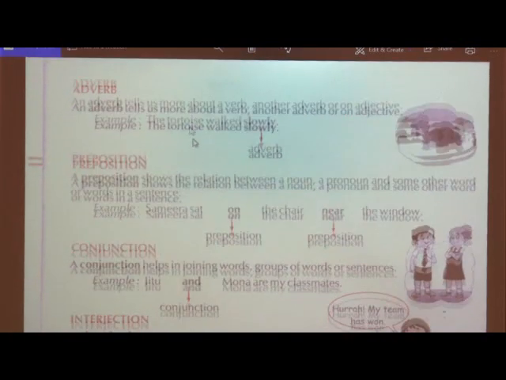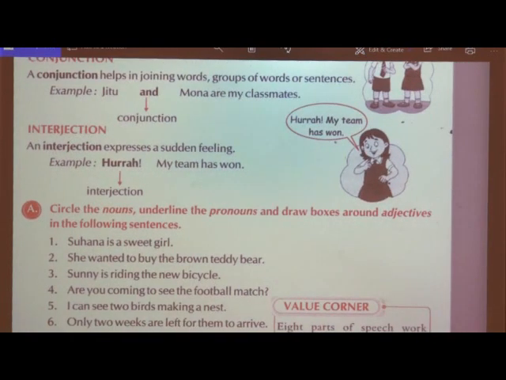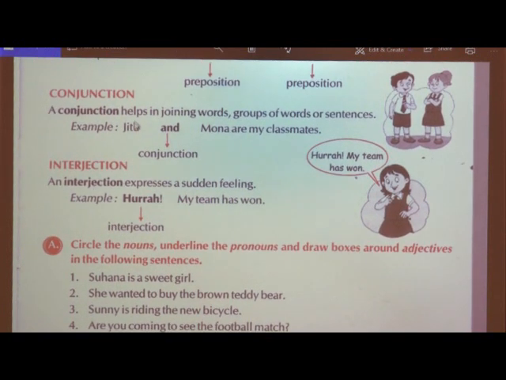Then what is a preposition? A preposition shows the relation between nouns. What is the relation between the two nouns or two pronouns or some other words in the sentence? That is a preposition. And the next part of speech is conjunction. It helps to join words. Two words are joined by one word, that is a conjunction, or two groups of words are also joined by one word, or sentences we can say.